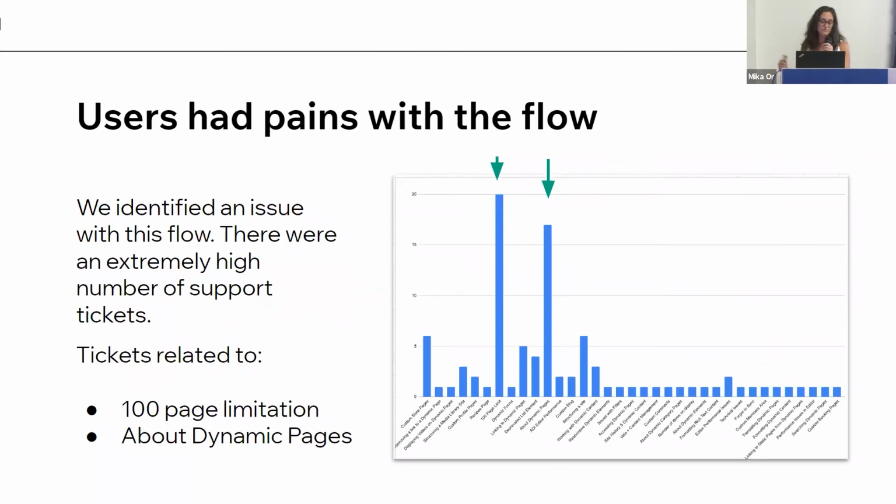And that's because once we looked into it, we found out that something simply wasn't working right. So the highest number of support tickets were actually related to dynamic pages and to the 100-page limitation panel that I spoke about a bit earlier. After seeing this volume of support tickets, we decided to investigate further.